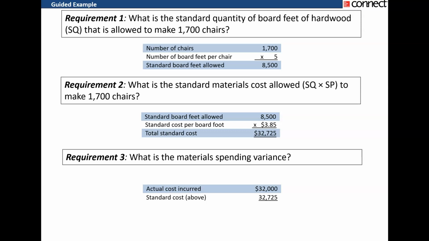Okay, to get the variance, the cost they incurred, they spent $32,000. Using their standard cost that they calculated, it should have been $32,725, which is a favorable variance of $725.